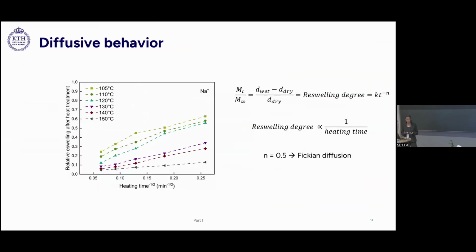We explained this relationship by introducing an empirical exponential expression to describe Fickian diffusion. The diffusion exponent indicates a Fickian diffusion for n equals 0.5. However, since we're investigating the effect of the heating time on the reswelling degree, we should obtain an inverse relation. By plotting the reswelling as a function of 1 over the square root of time, we obtain a nearly linear relationship. This indicates a hornification process based on molecular diffusion.